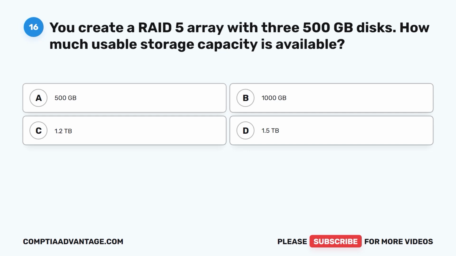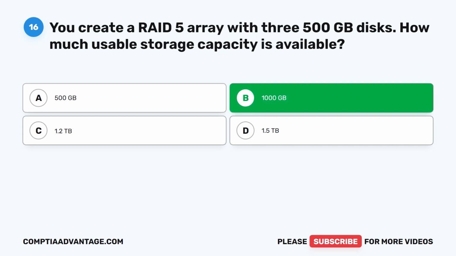Question 16. You create a RAID 5 array with 3 500 gigabyte disks. How much usable storage capacity is available? A. 500 gigabytes, B. 1,000 gigabytes, C. 1.2 terabytes, D. 1.5 terabytes. The correct answer is B.